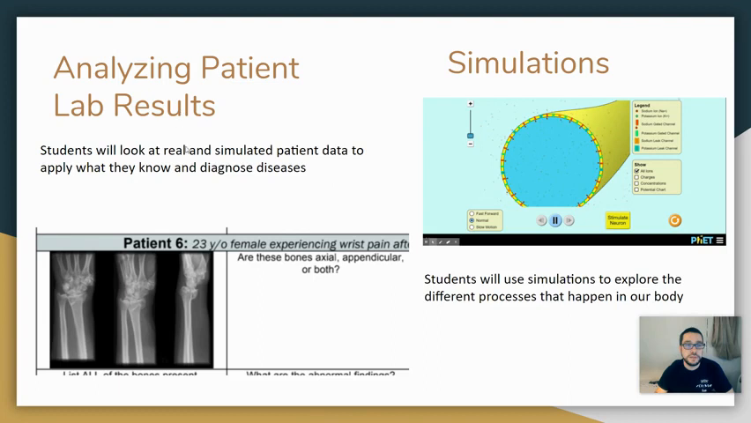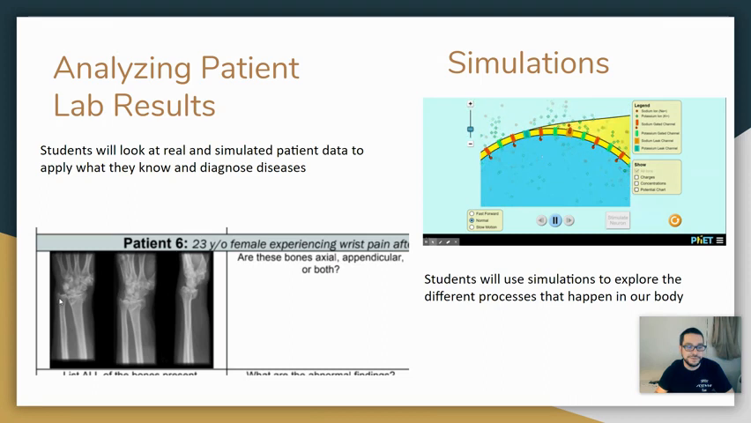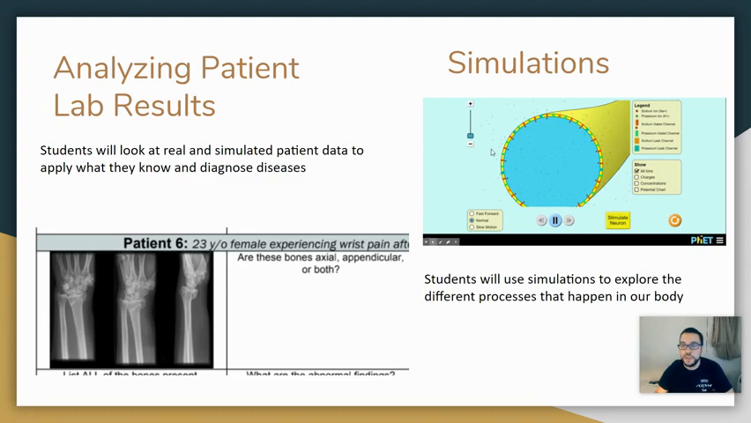So first, we're going to be looking at actual patient lab results. So here, when we do the skeletal system, this is an example of an X-ray. So if you notice, this is not normal. The wrist should be a little bit more centered. But we'll have them analyze X-rays and other types of lab data.